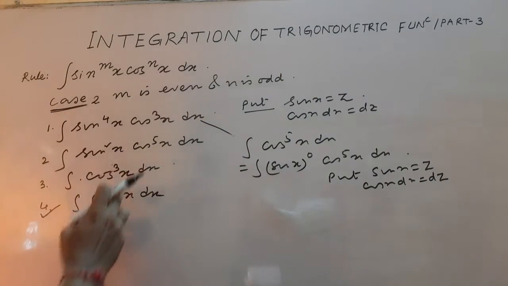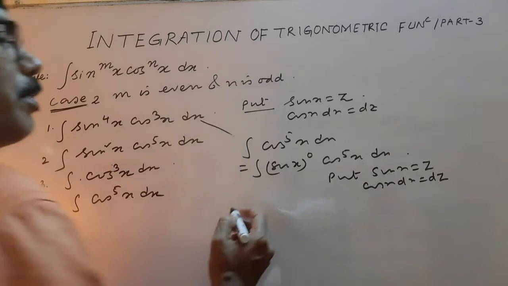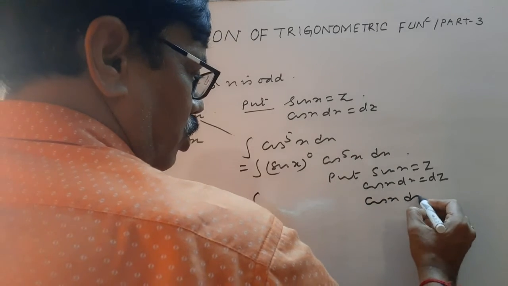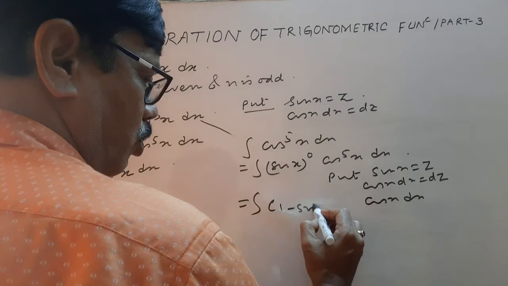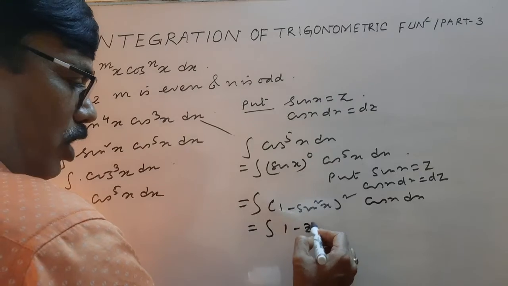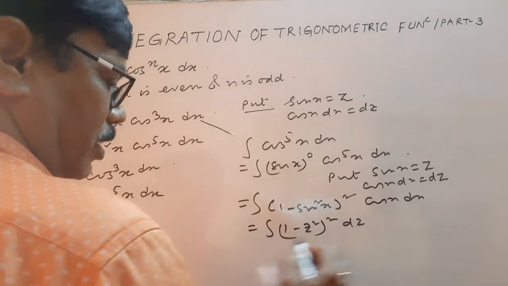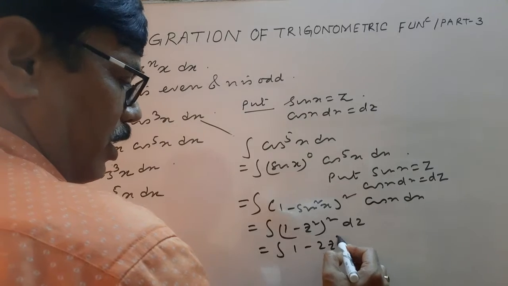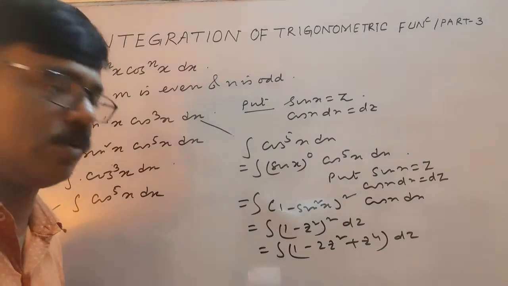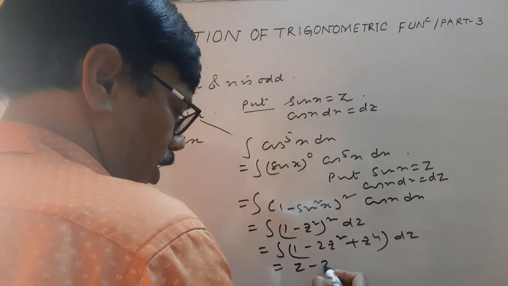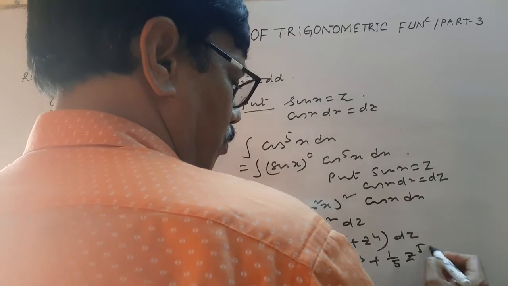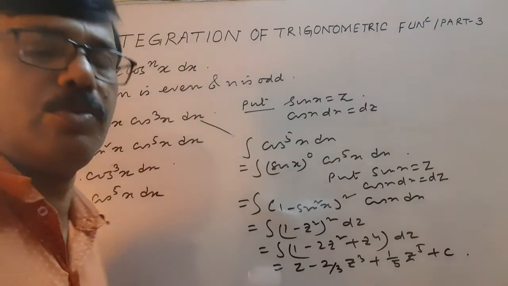So cos to the power 5 is cos to the power 4 times cos x. So cos x dx unchanged. So cos square x whole square is 1 minus sin square x whole square. So 1 minus z square whole square into dz. Now if we expand it, it is in standard form. So integrating, z minus 2 by 3 z cube plus 1 by 5 z to the power 5 plus c, where z equals sin x.